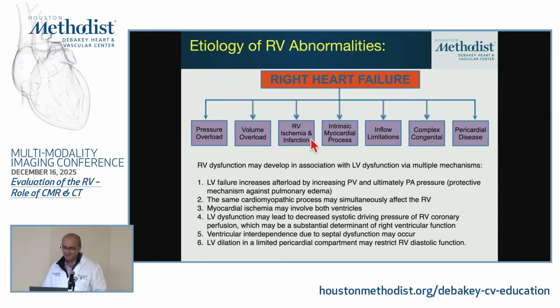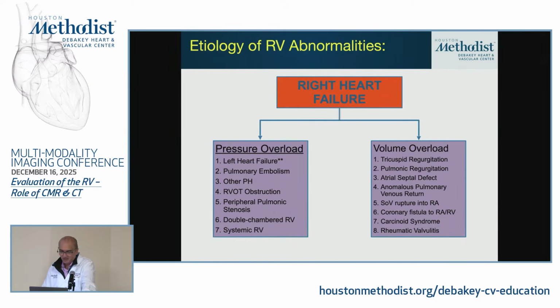You can have RV ischemia and infarction, although again, it's much less common than the left ventricle. There can be an intrinsic cardiomyopathic process, so just dysfunction of the myocardium. Oftentimes, RV dysfunction is associated with LV dysfunction, so that there's some cardiomyopathic process that could affect both ventricles, but there are conditions that could affect just the right ventricle. And then complex congenital heart disease can also be a cause, and then pericardial disease can also be a cause of right ventricular dysfunction and right heart failure.